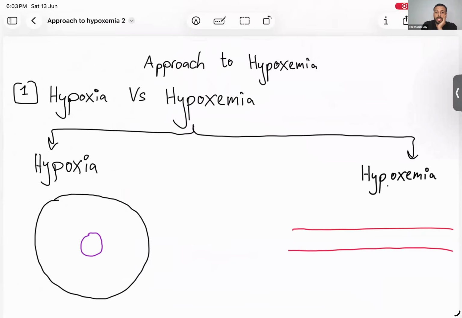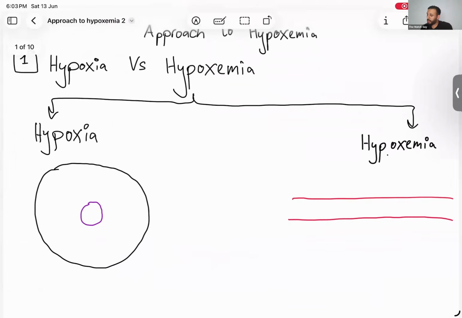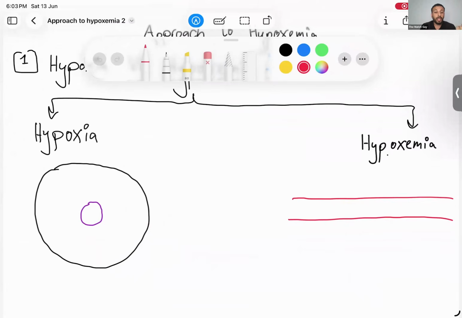The first thing that you should know, guys, is that there is a difference between hypoxia and hypoxemia. What is the difference? Both of them are low oxygen, but there's a very significant difference between them. Hypoxia doesn't always mean that the patient is going to be hypoxemic. Hypoxia is less oxygen going to tissue or cells. So the patient is going to have decreased oxygen in the cell.